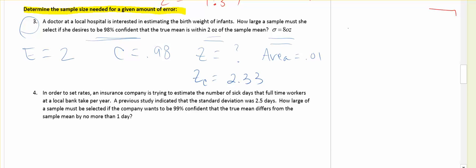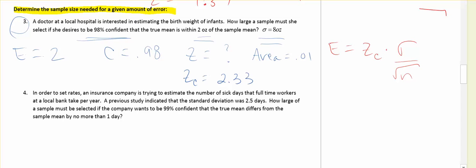Okay, now we're going to use the formula for area. The formula, not area, that's geometry class, just kidding. We're going to use the formula for error. And error is the critical value times the standard deviation divided by the square root of n. N happens to be what we're solving for here, so we're going to hope that we have everybody else. And if not, we can't finish our problem.